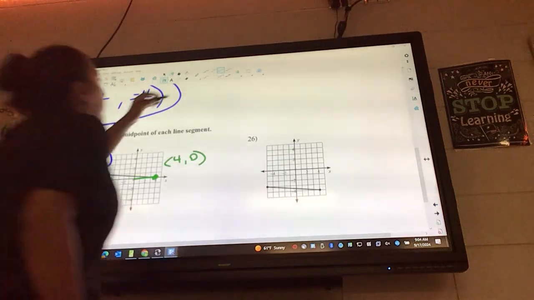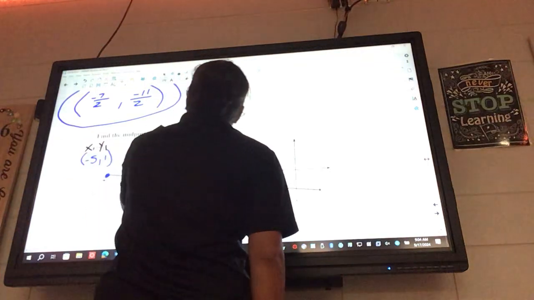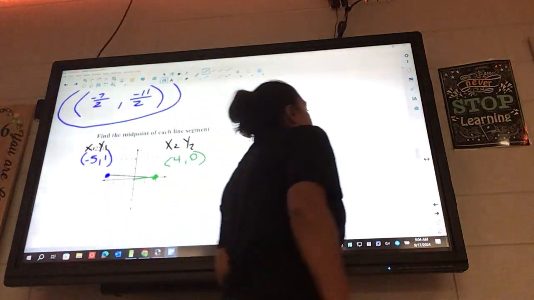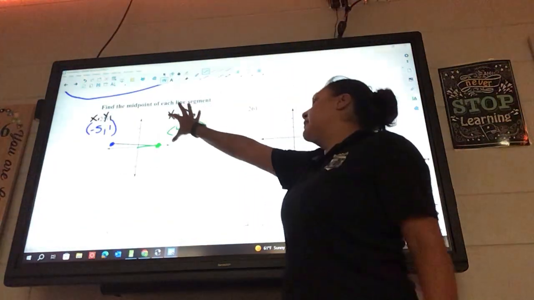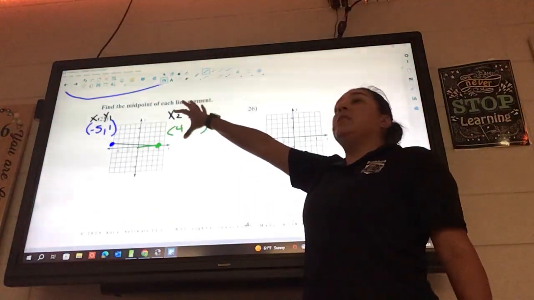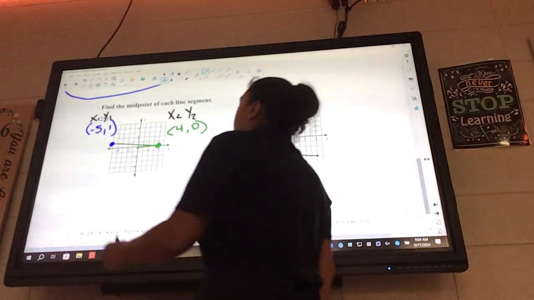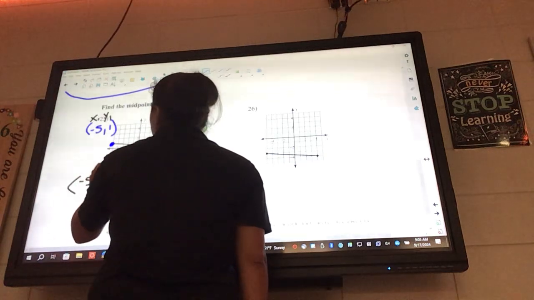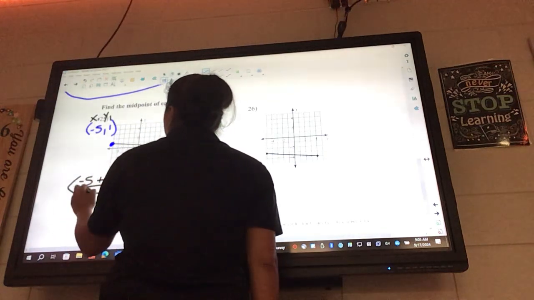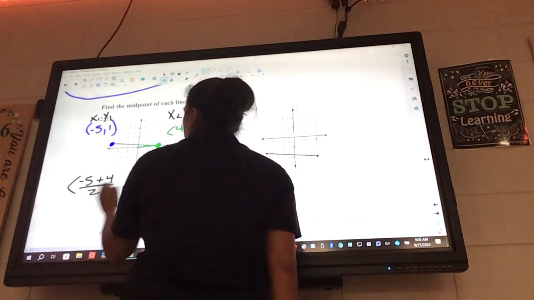So I can go ahead and label these x1, y1, x2, y2. And again, it doesn't matter if I label my green ones, I say green because mine's green, with the 1s and that one with the 2s, that's totally fine, because it's going to work out the same. So it's going to look like negative 5 plus 4 over 2 for the x's, and for the y's, 1 plus 0 over 2.